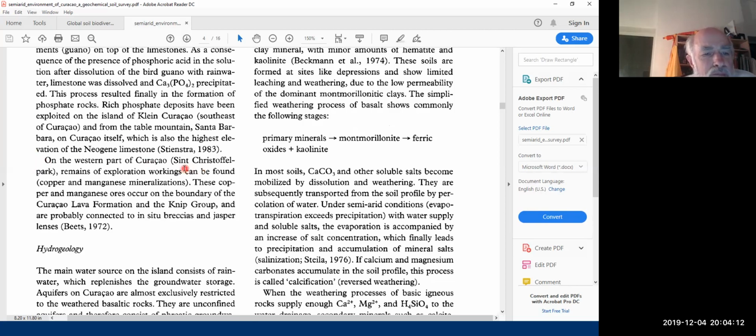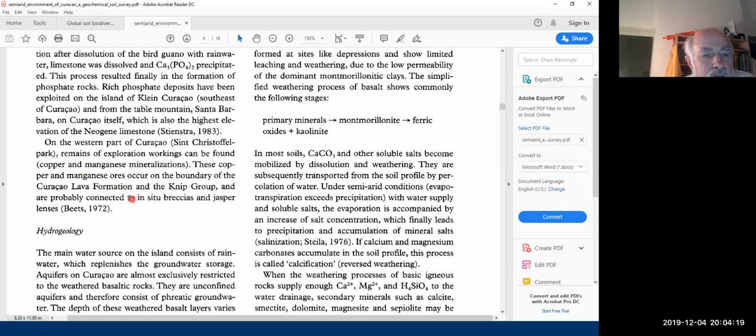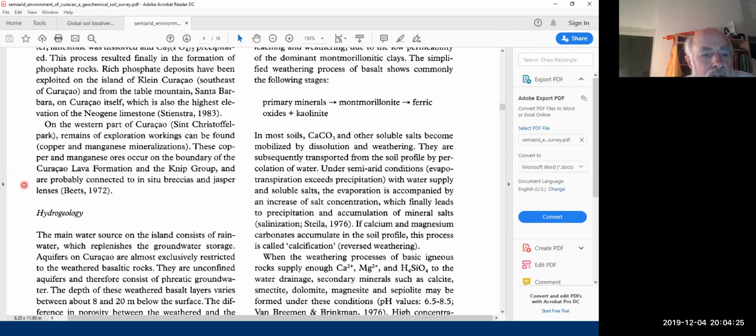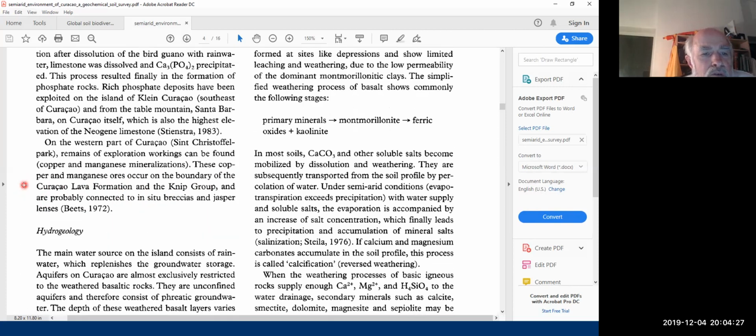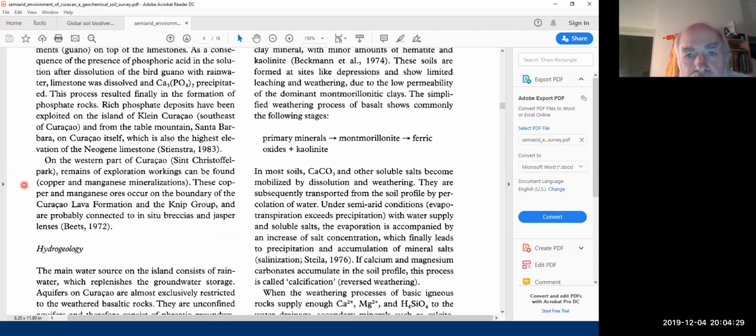So you know that place really well. And then the west part, there was some explorations for copper and manganese, at the boundary of the old lava and the next one up. So it's a really surprisingly diverse island. For a small place, it's got a lot of different kinds of rocks and a lot of history.